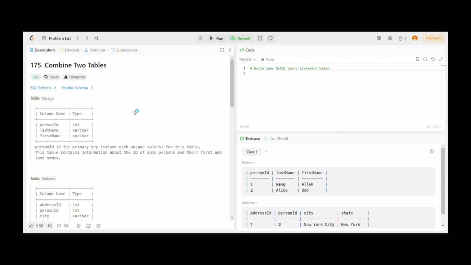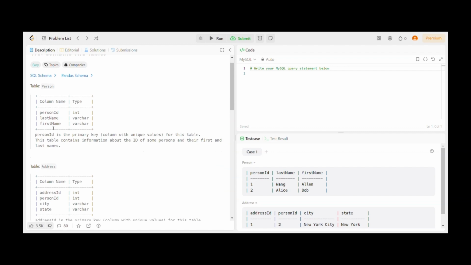Our first table is the person table, where we have specific columns, that is person ID, last name, and first name, and their data types are int and varchar. Now here the person ID is the primary key, so no duplicates are present in the table. This table contains the information about IDs of some persons with their first name and last name. So there are some persons which have a particular person ID and respectively their first name and last name.